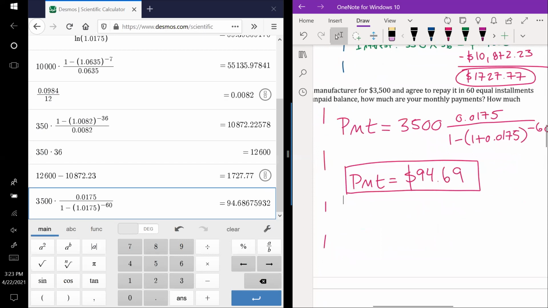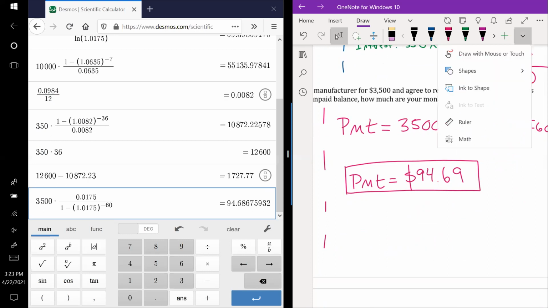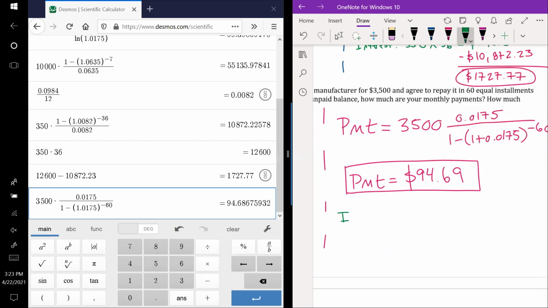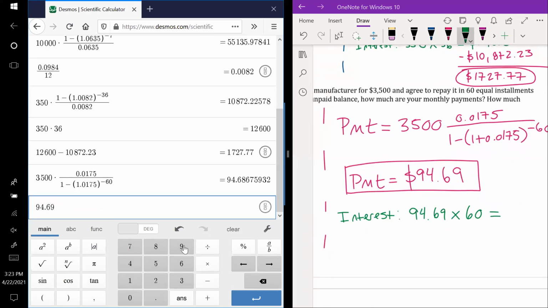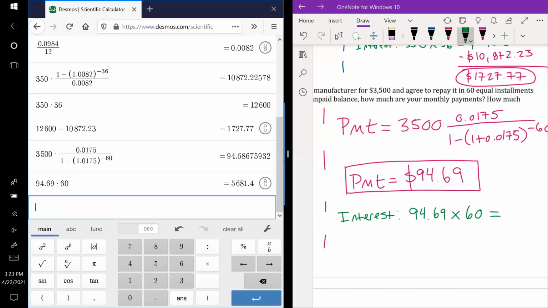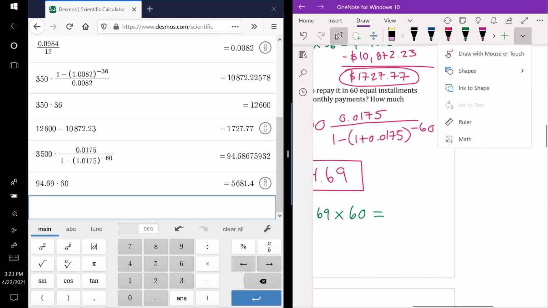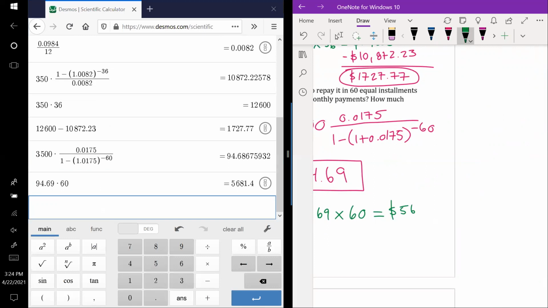Okay. Last part of this question says, again, how much interest will be paid? Well, we're going to make payments of $94.69 for 60 months. Oh, goodness. So this means we're actually going to pay $5,681.40 for this $3,500 computer.